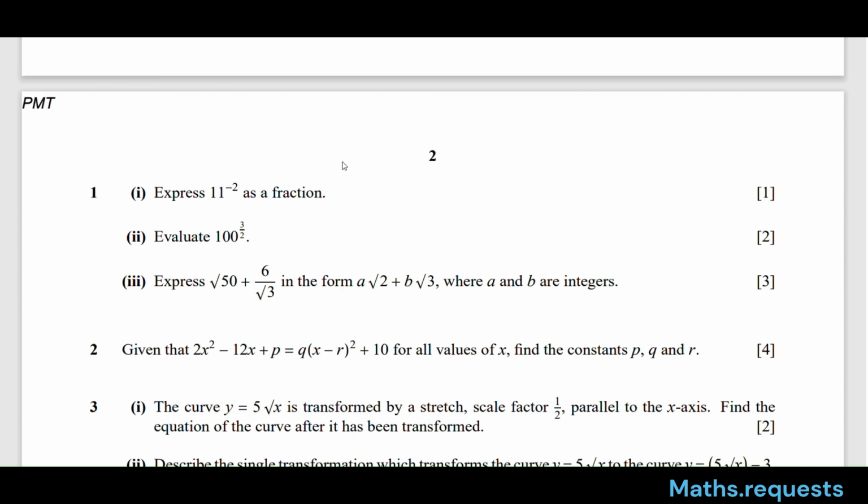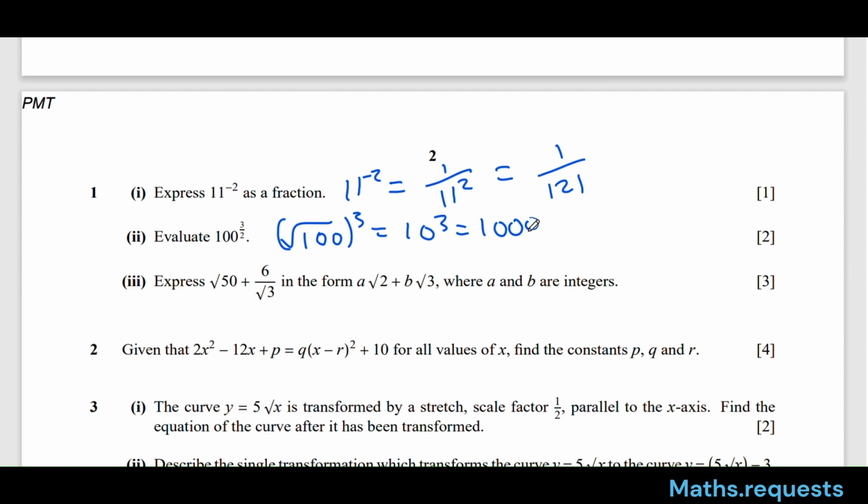Okay, so this is the 2005 OCR Maths C1 paper. So question 1, 11 to the power minus 2 as a fraction. So 11 to the power minus 2 is the same as 1 over 11 squared, so it's 1 over 121. Evaluate 100 to the power 3 over 2, so that is the same as square root 100 to the power 3, which is 10 to the power 3, which is 1000.